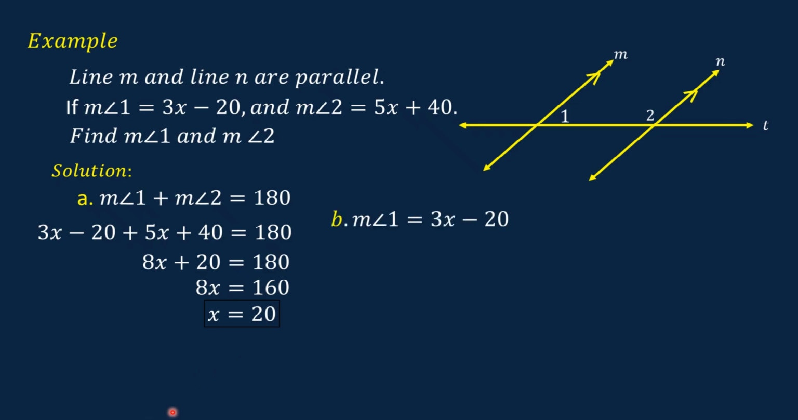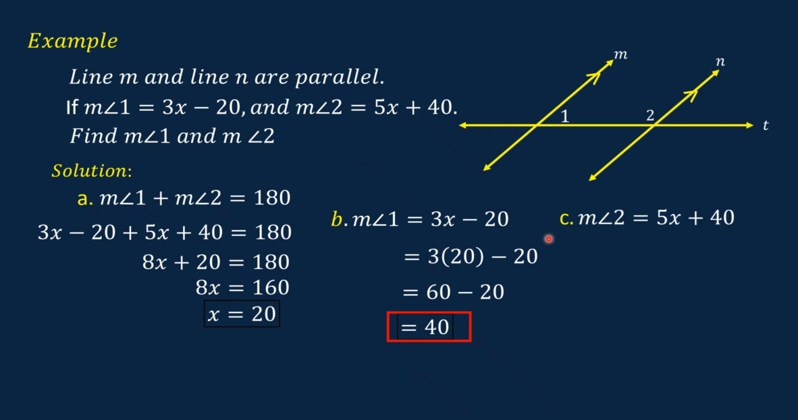It is given that the measure of angle 1 is equal to 3x minus 20. So we can substitute 20 for x. We have now 3 times 20 minus 20. 3 times 20 is equal to 60, and then 60 minus 20 is equal to 40. Therefore, the measure of angle 1 is equal to 40.